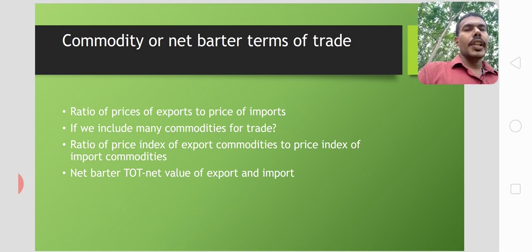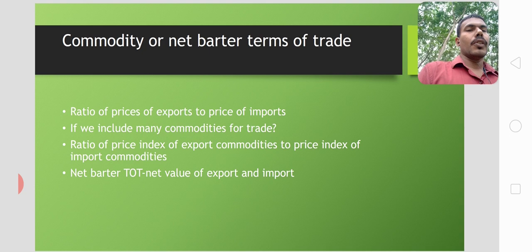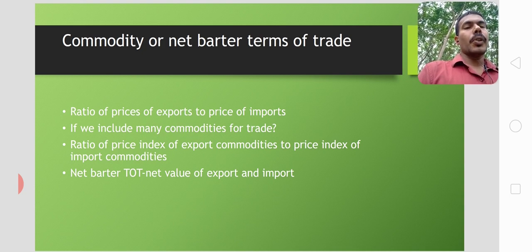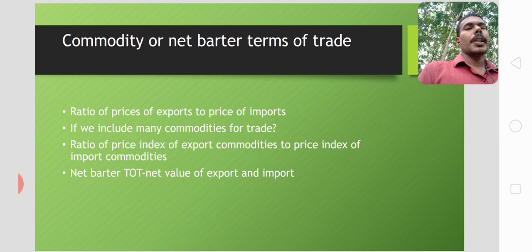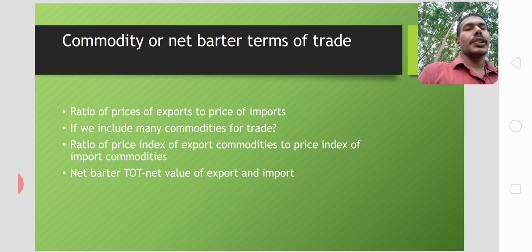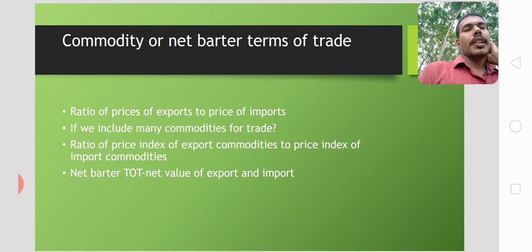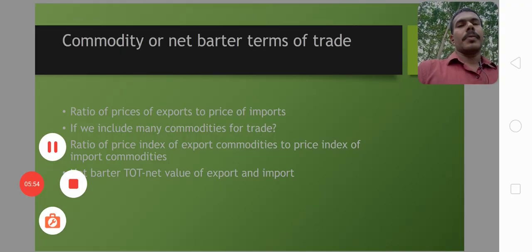And if we include many commodities for the trade between India and United States, we can measure the terms of trade for India and US by considering the price index of export commodities that we are exporting to United States and the price index of import commodities that India is importing from United States. So this is the ratio of export price to import price. This is called the net barter terms of trade, as we find the net value of export and import.